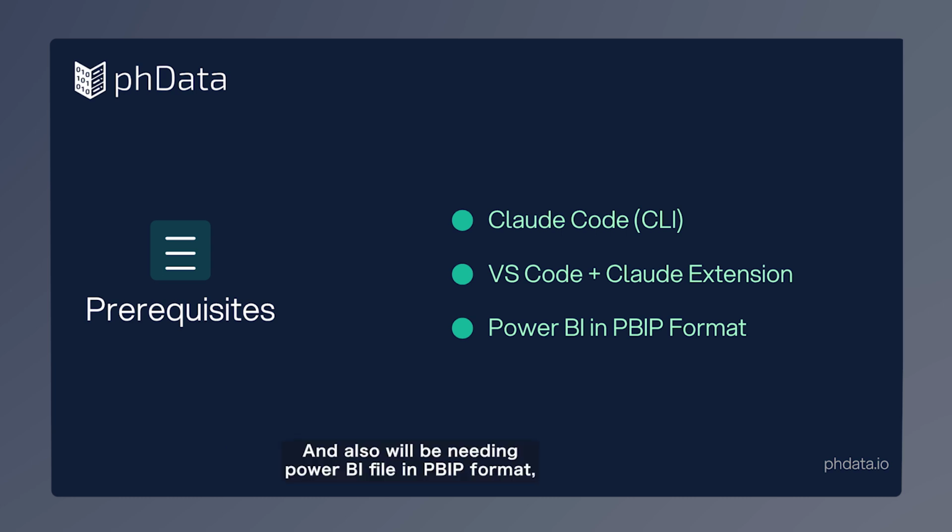And also we'll be needing the Power BI file in PBIP format because that way we'll have TMDL files so that it will be easier for Sigma migration skills to migrate that. Because if you have a PBIX file, it won't get the measures and your relationships from that file, so you'll be saving it in PBIP format.